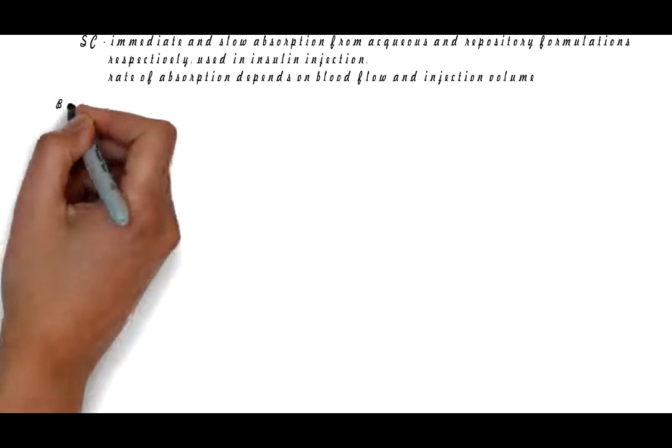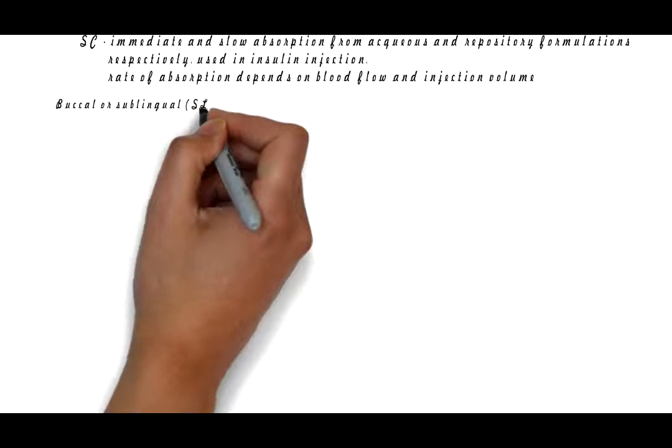The other one is subcutaneous injection. Generally we give the insulin injection this way, and there is an immediate effect from the aqueous solution and slow absorption from the repository formulations. The rate of absorption is also dependent on the blood flow at the injection site and the volume of the drug given through the injection.